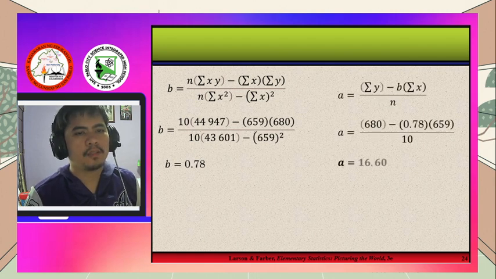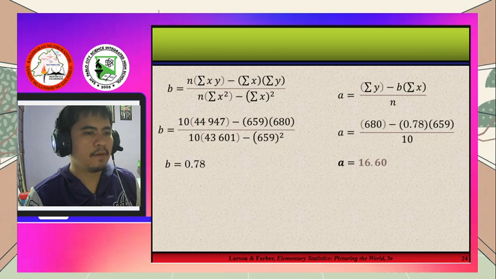So the y-intercept now is equal to the summation of y, which is 680, minus the value of our slope, which is 0.78, times summation of x, which is 659, divided by the value of n, which is 10. So our y-intercept is equal to 16.60.